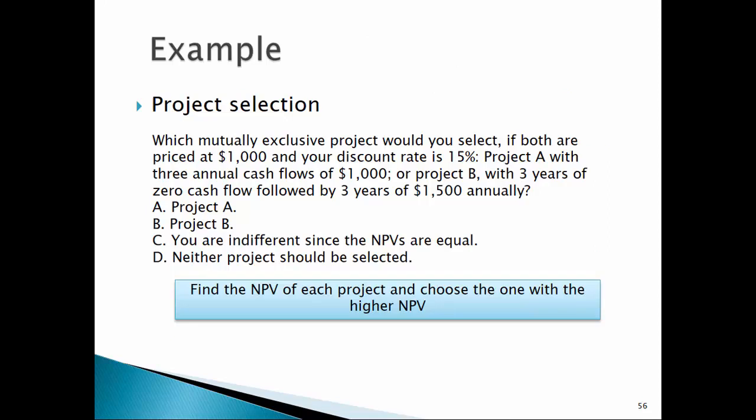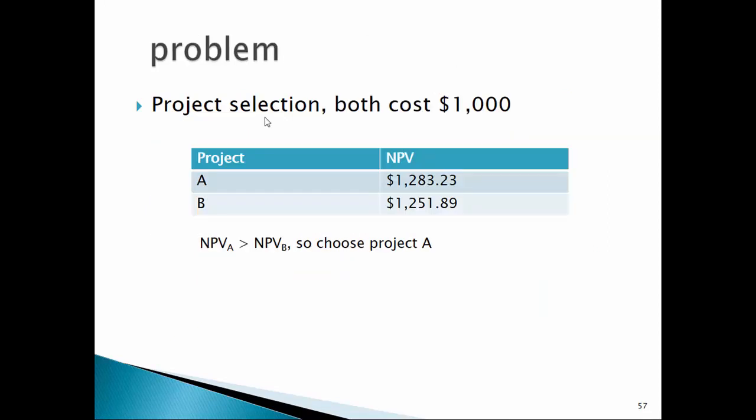Okay, let's see, I'm going the wrong way here in my slides. And here's the answer to that. Project A has a higher net present value, so you would take it.